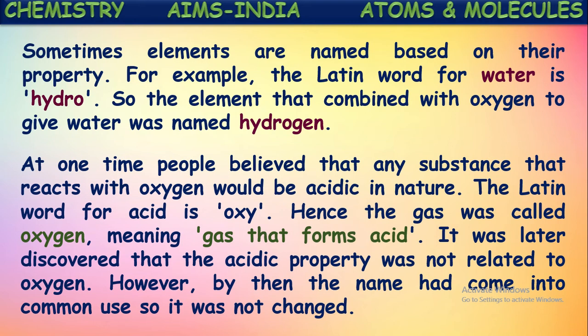Actually, the name oxygen is given based upon the assumption that this element is responsible for the acidic property of substances. But later they discovered there is no relation between the acidic nature of the substances and oxygen. But anyhow, that name became popular, so it is being continued. It is being used now. It is not changed. In this way, for certain elements, names are given based upon their properties.